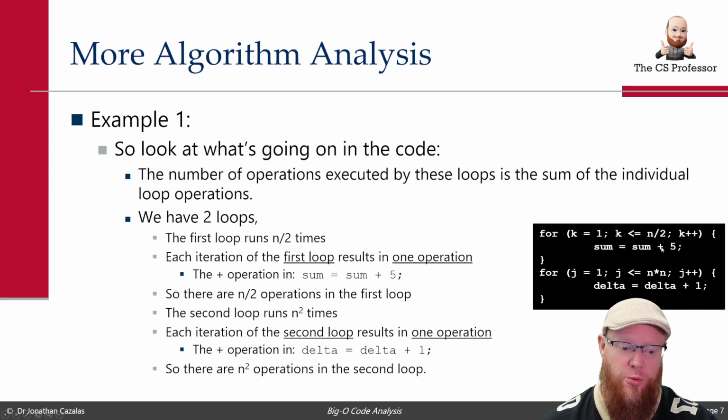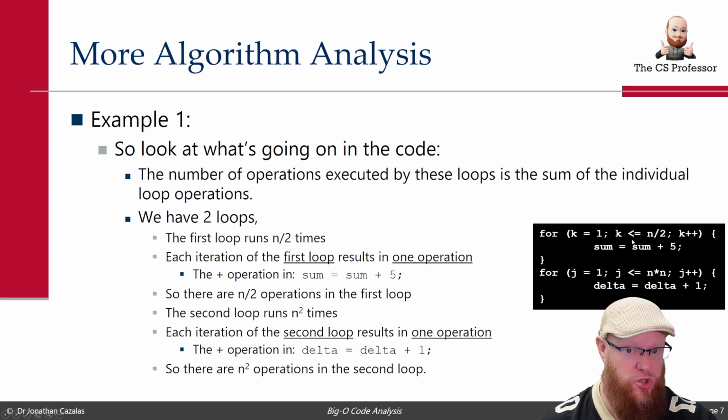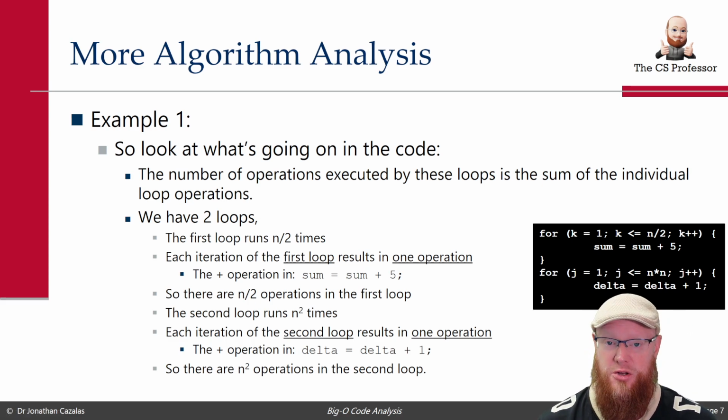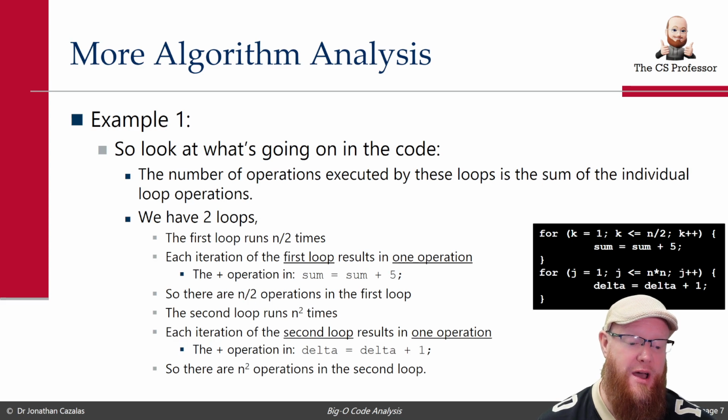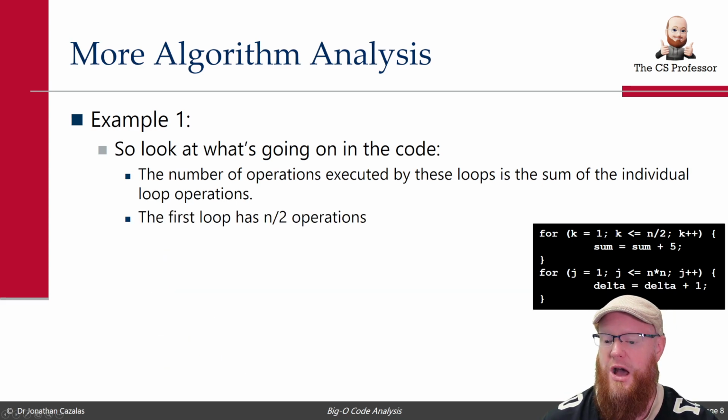Here's that first for loop. We have that one singular sum operation, and it's going to loop n over 2 times. Let's say n was 100. This first for loop is going to run exactly 50 times. This second for loop is going to run 100 times 100 times. That's going to be 10,000 times. And each time it's going to do this singular summation operation.